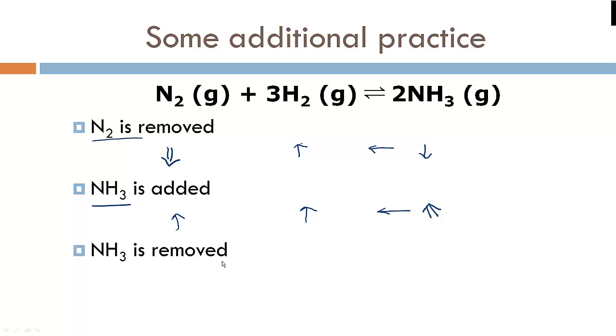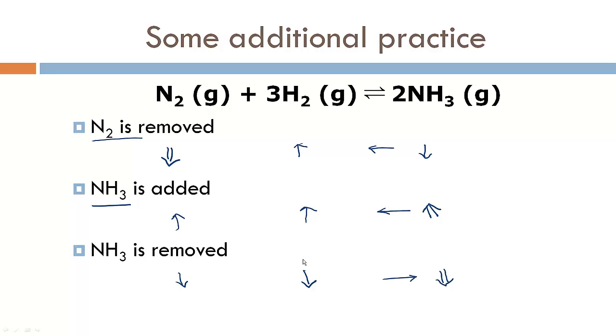Okay, last one. NH3 is removed. So if the NH3 is removed, that is, it's going this way, the reverse reaction rate goes down, but that means the reaction is going to be shifting to the right. As a result, N2 and H2 both will go down.